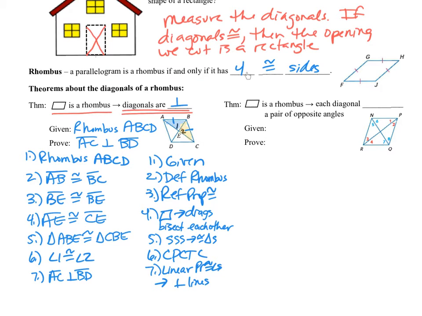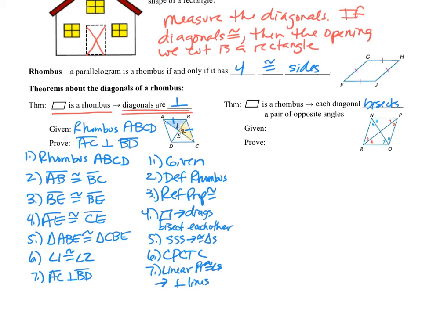What we're going to prove here is that if we have a parallelogram that's a rhombus, each diagonal bisects a pair of opposite angles. For example, this diagonal NQ bisects this angle, so 5 is congruent to 6 and 7 is congruent to 8. And this segment PR bisects this angle and this angle, so 1 is congruent to 2 and 3 is congruent to 4.